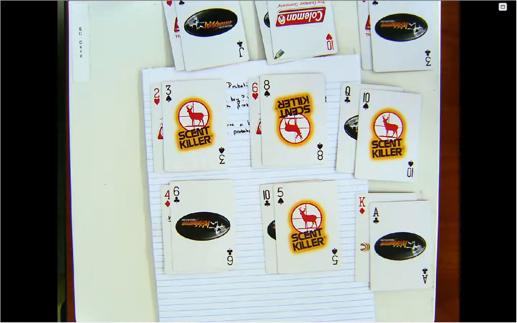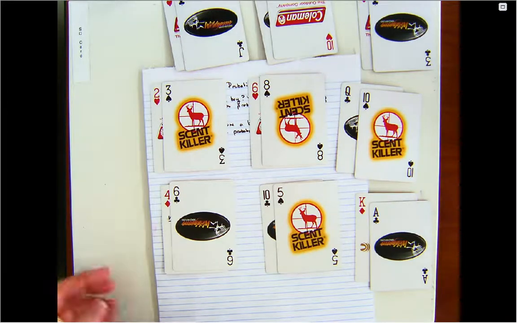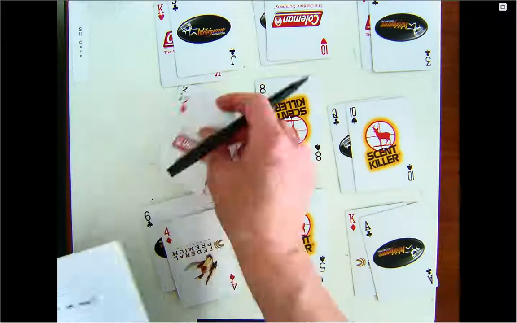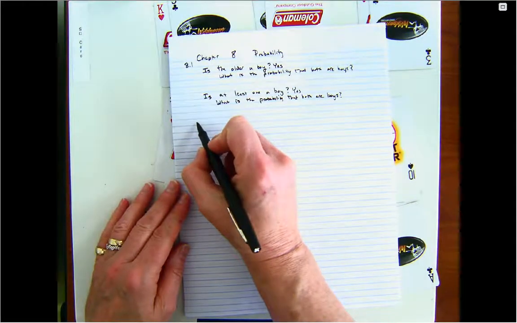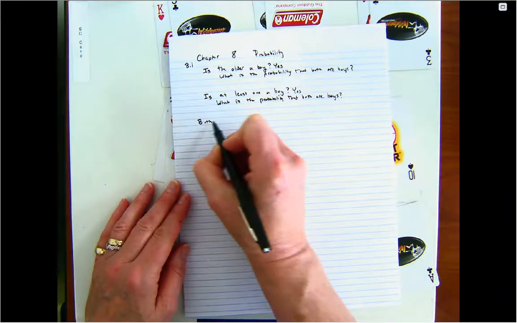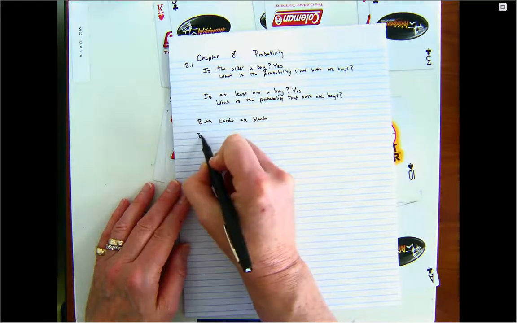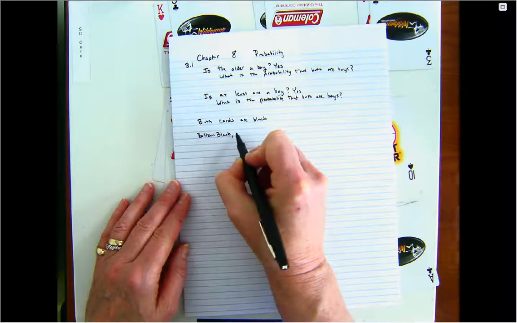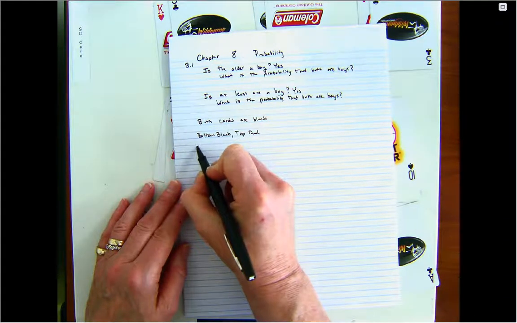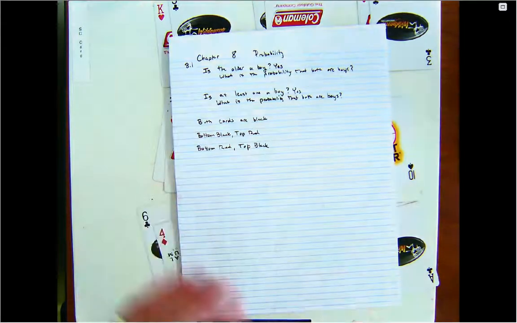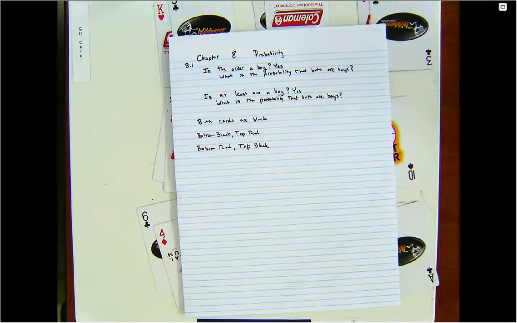Once you get your cards dealt out, then I'm going to show you how to tally them up. So once you get your cards dealt out, tally them up by figuring out which sets have both cards black. Then the bottom is black and the top is red. The bottom is red and the top is black. Okay, so that's what I'm going to ask you to count. We don't care about the sets that are both red, because those are where both are girls.